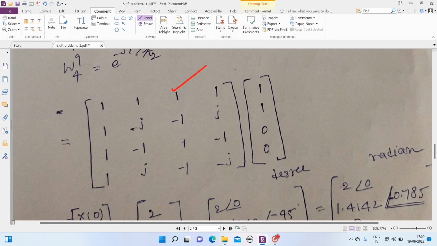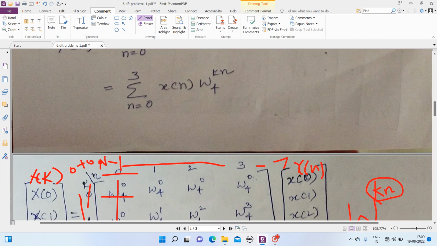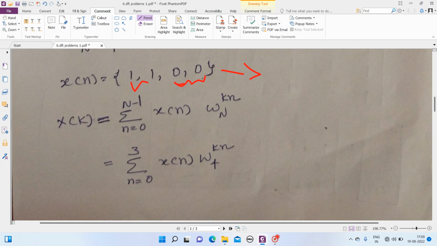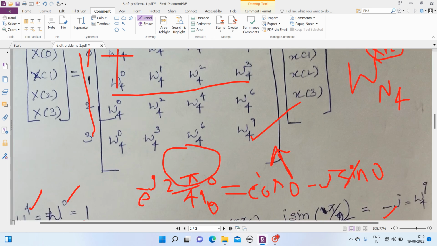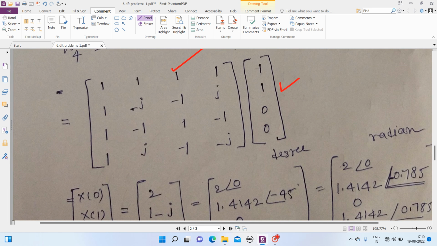It looks like this. This is the x of n value, given in the problem: 1, 1, 0, 0. It is zero padding. After padding the zeros at the end of the x of n sequence, we will get this sequence. So we have to use this sequence. Thereafter, we just need to multiply these two matrices.